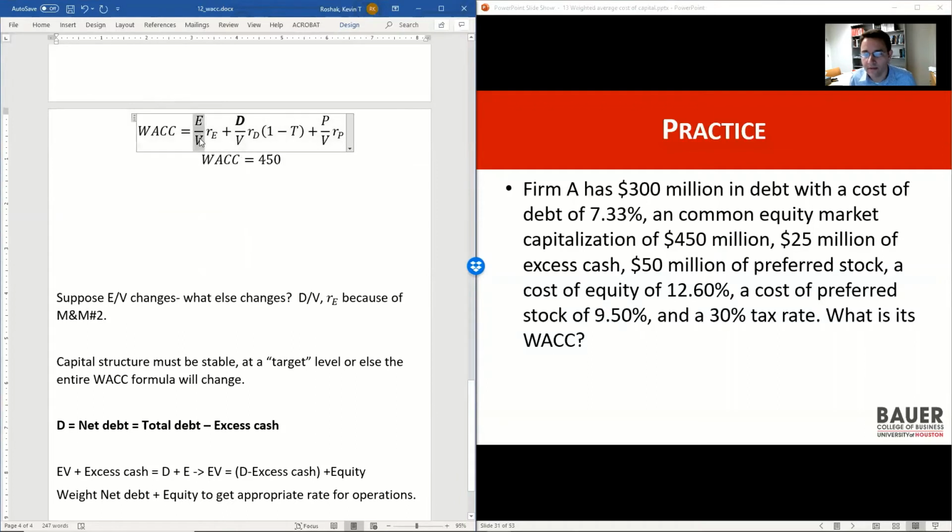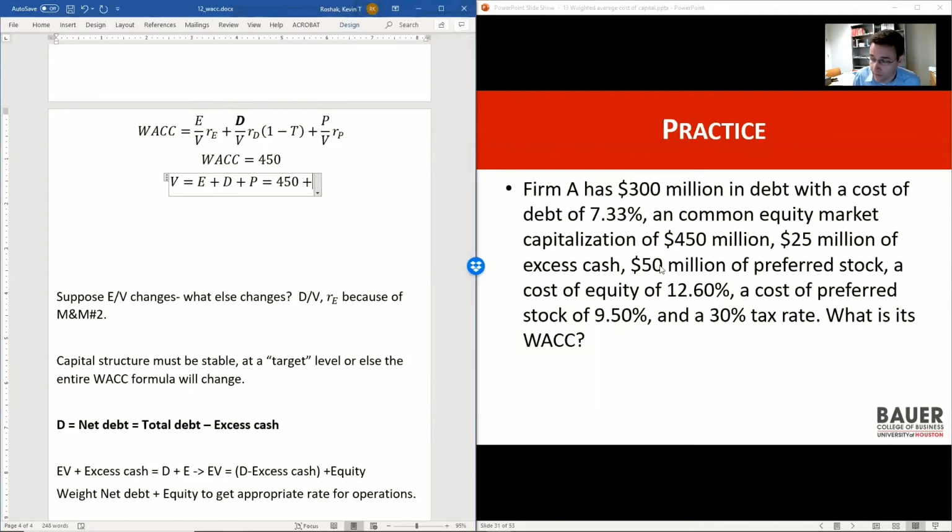How about V? How much is the total firm worth? How much are all of the sources of financing worth? Well, what sources of financing do we have? We have equity, common equity, we have debt, and then we have preferred. We know that the equity we just said was worth $450. We know that the preferred is worth 50. So I'll do that first.